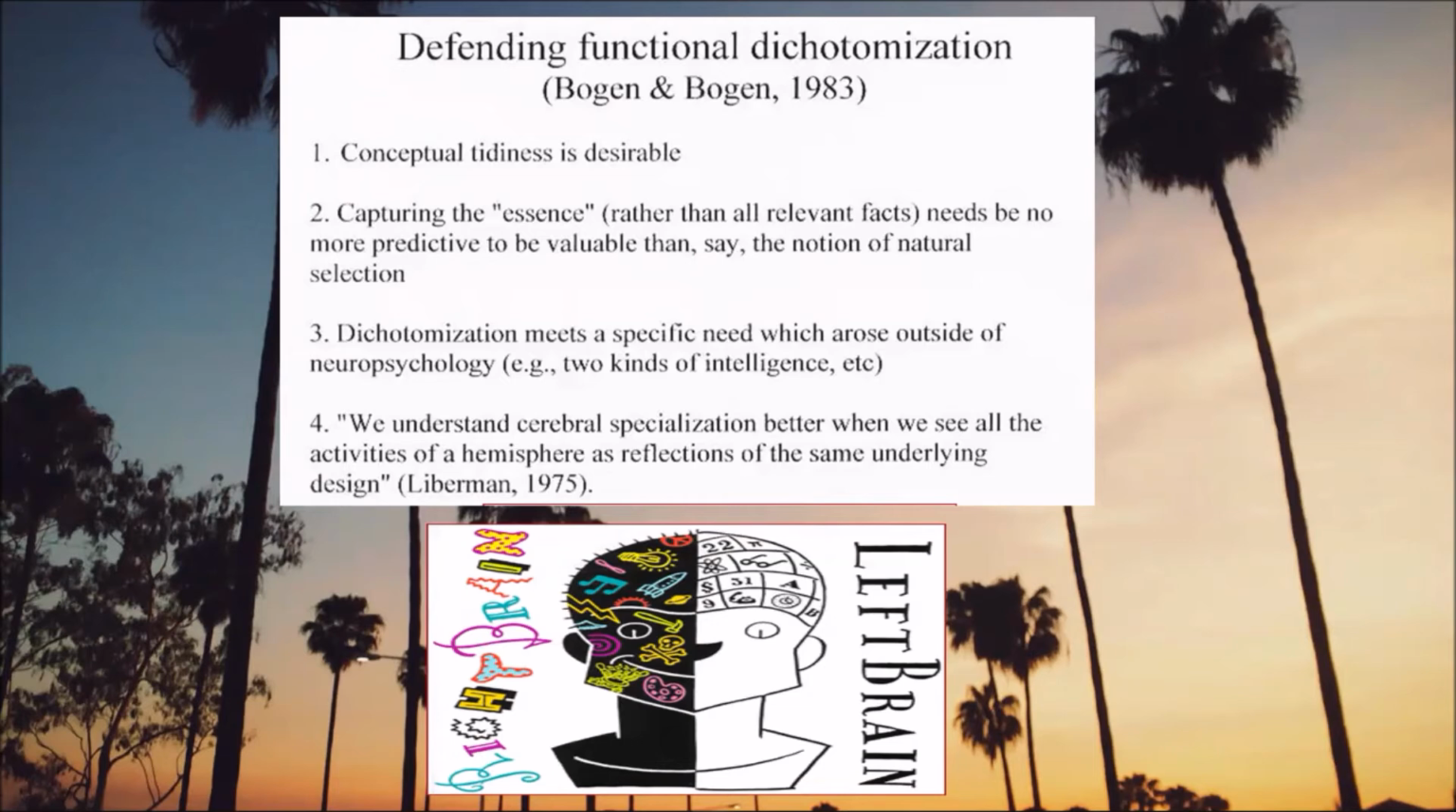This is why calling someone more left brain or more right brain can be helpful. Dichotomization meets the specific needs which arose outside of neuropsychology, such as the verbal versus nonverbal intelligence. We understand cerebral specialization better when we see all the activities of our hemispheres as reflections of the same underlying design. And that's partly just, you can even see in the anatomy, the left side seems more focal, and the right side is more distributed and distal in its networks.